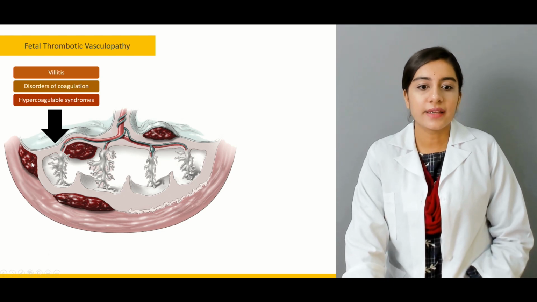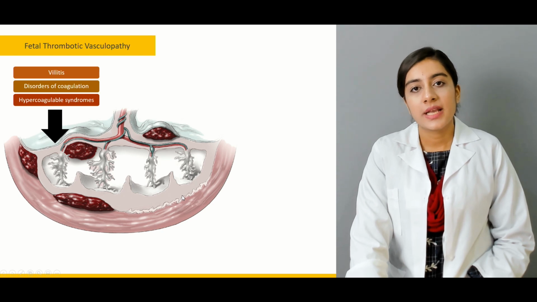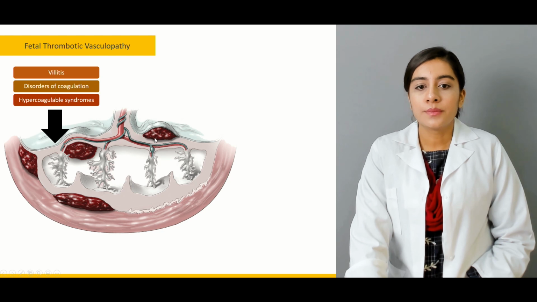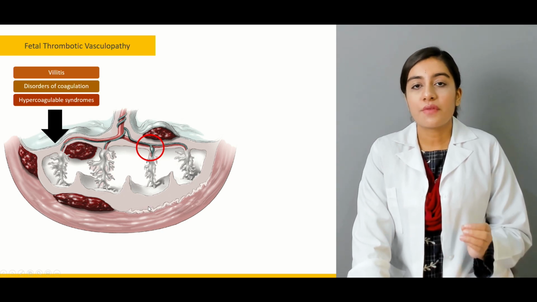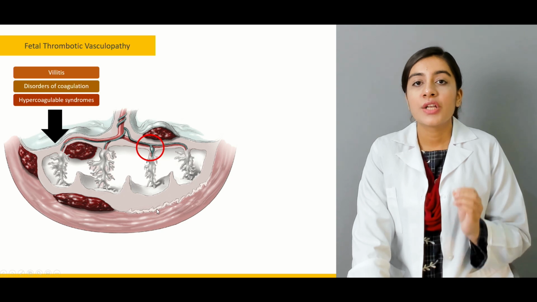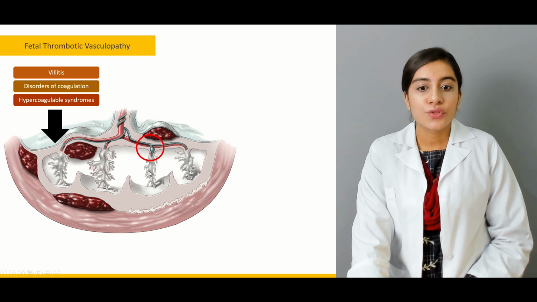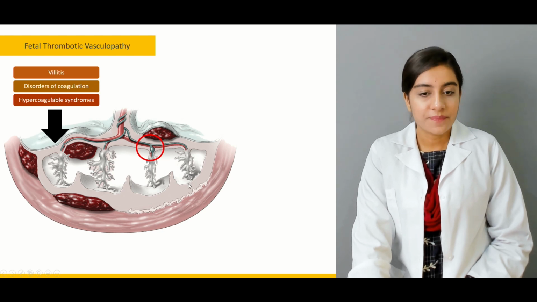So these reddish areas are basically showing us the presence of thrombi inside the placenta. This enlarged area over here, if you can appreciate it, is showing us the presence of a thrombus inside a small vessel, hence occluding it completely. So this area is now not absorbing any type of nutrient from this intervillous space.